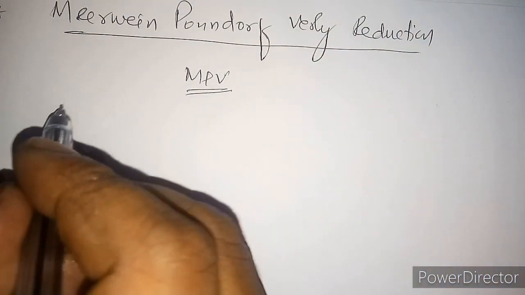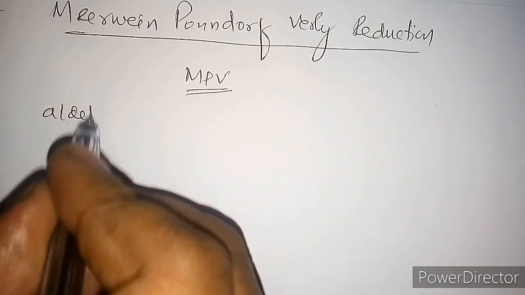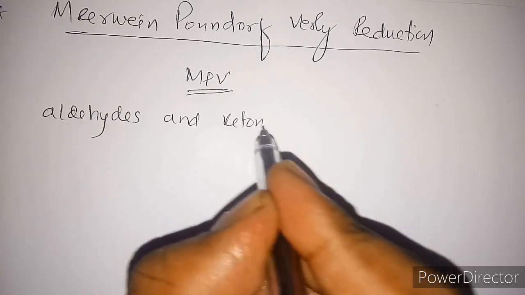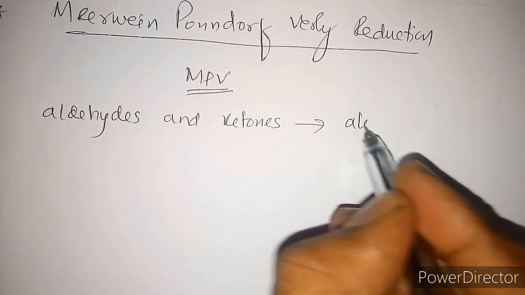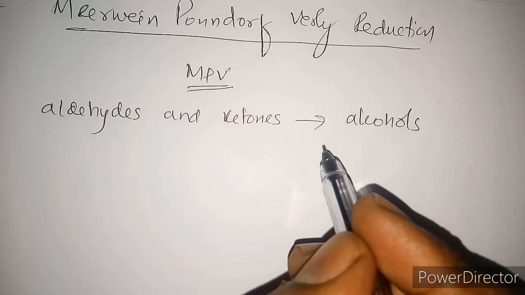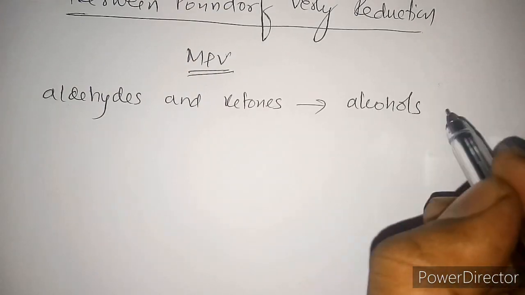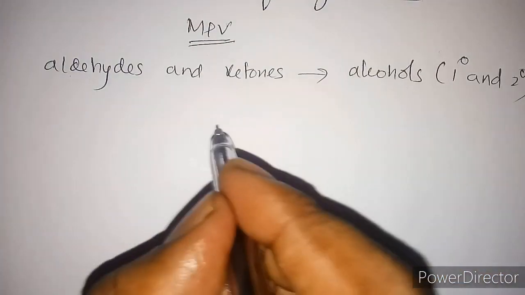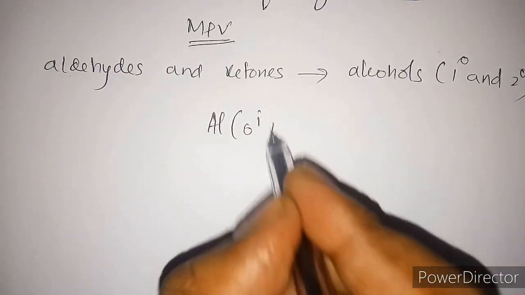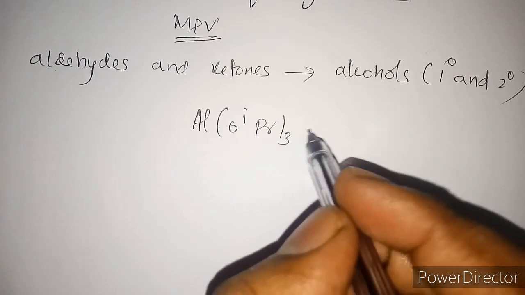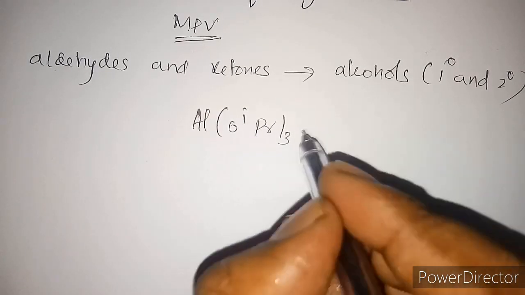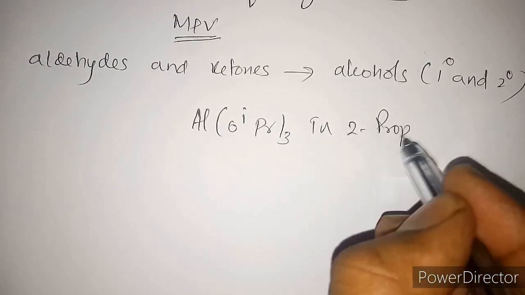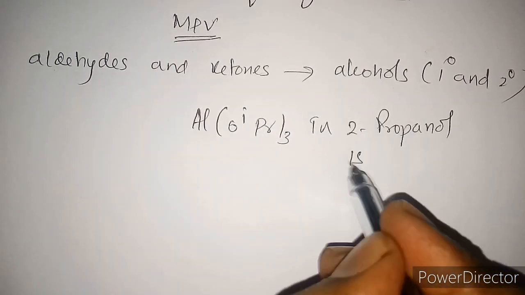In this reduction reaction, aldehydes and ketones are reduced to alcohols, usually primary and secondary alcohols, in the presence of aluminum isopropoxide in isopropanol solvent, or 2-propanol.